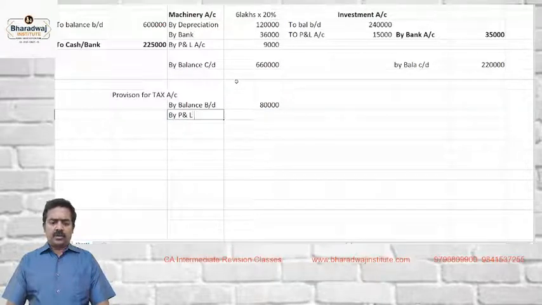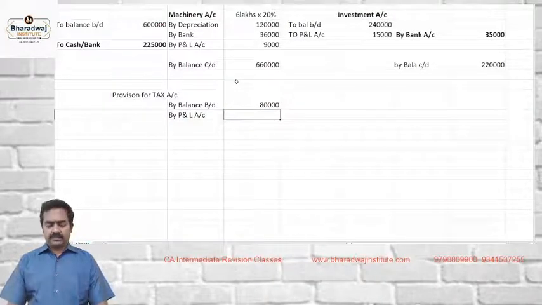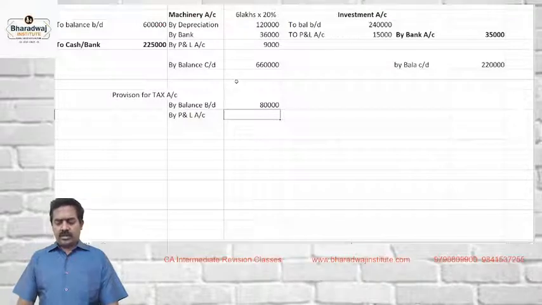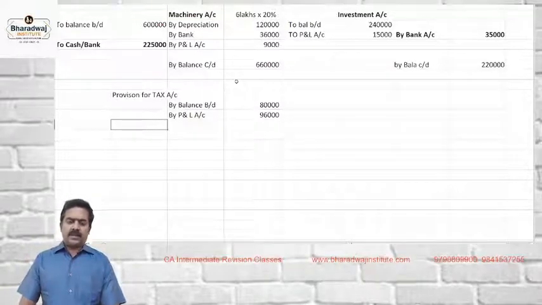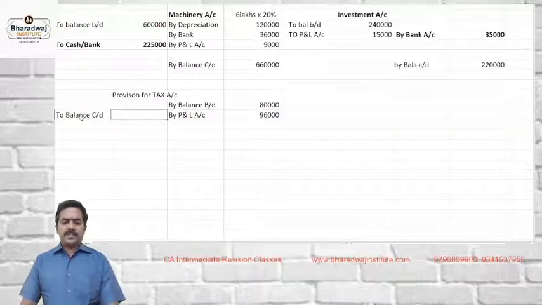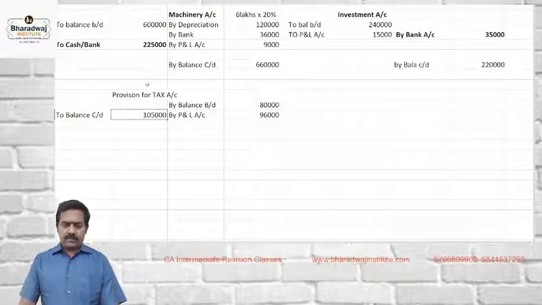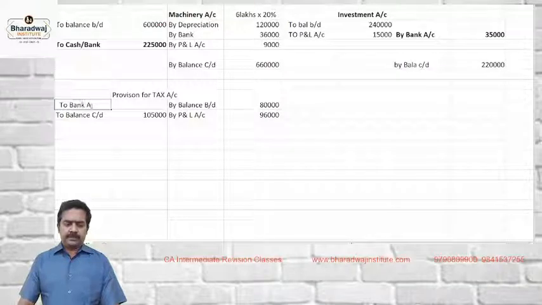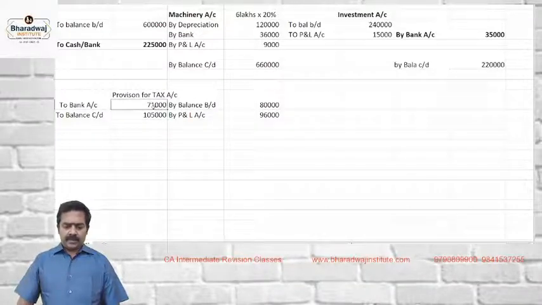What is the P&L account provision made for the year? 96,000. What is the closing balance? The balancing will go to tax paid. What is the payment made? 70? That is the balancing.